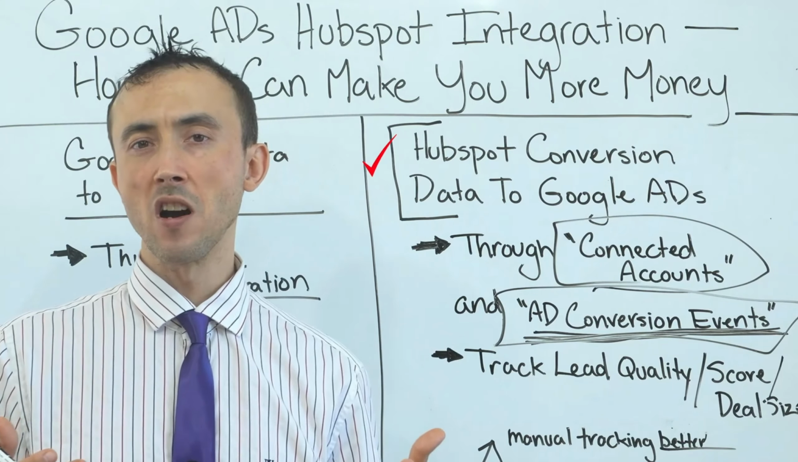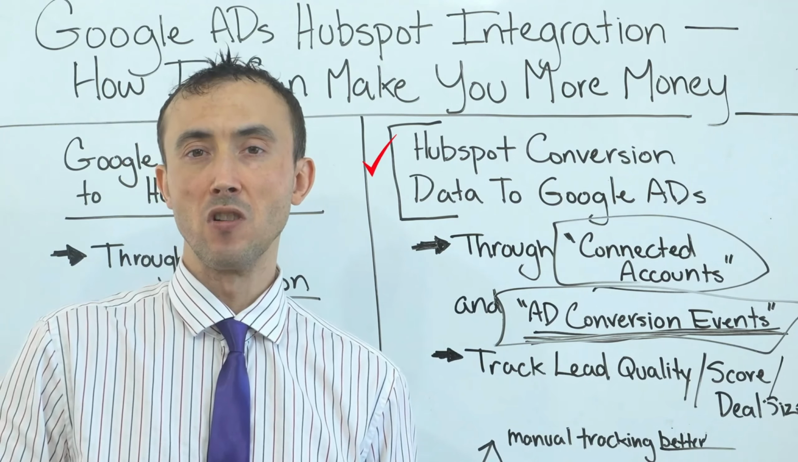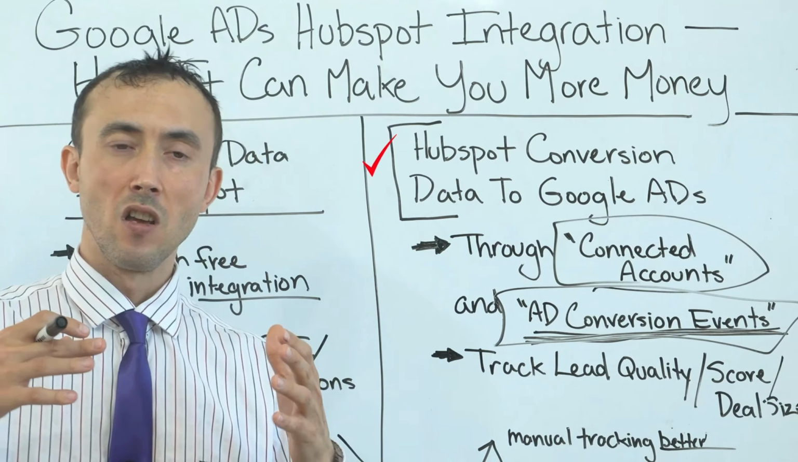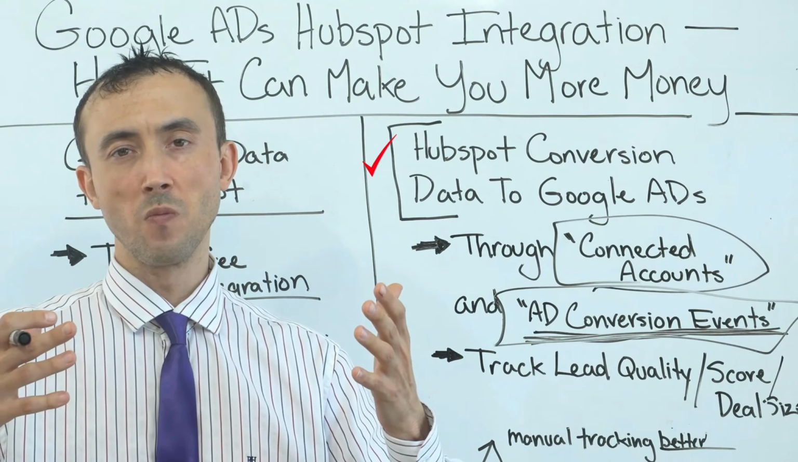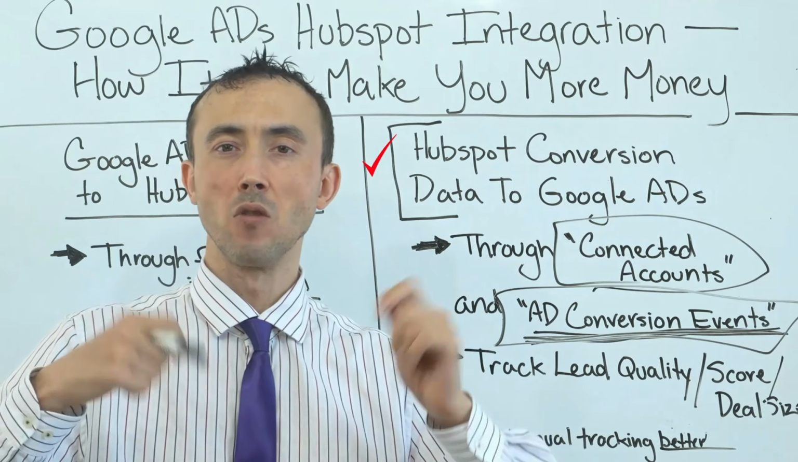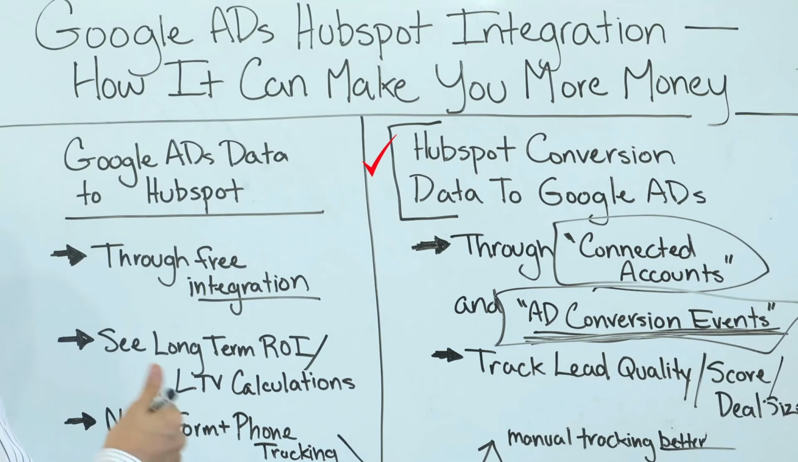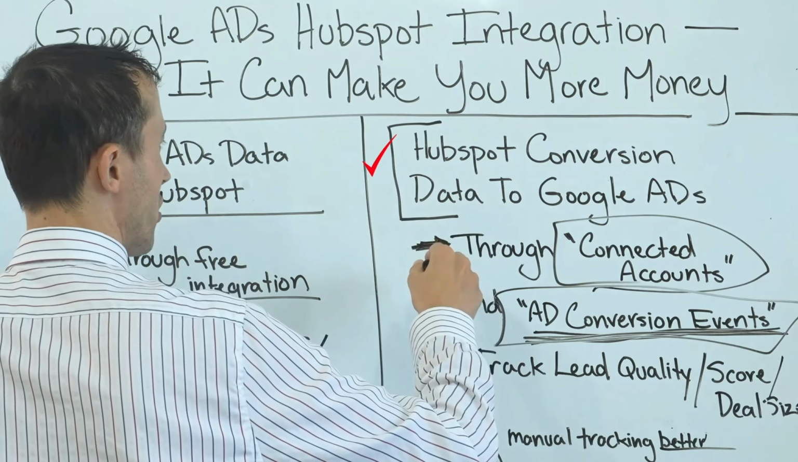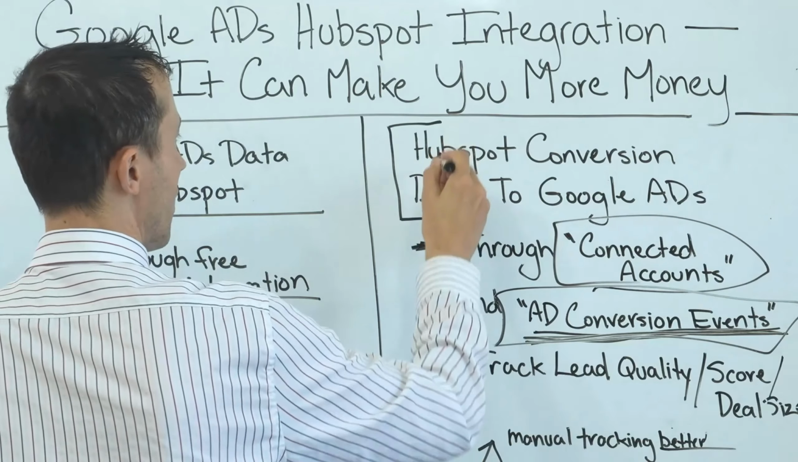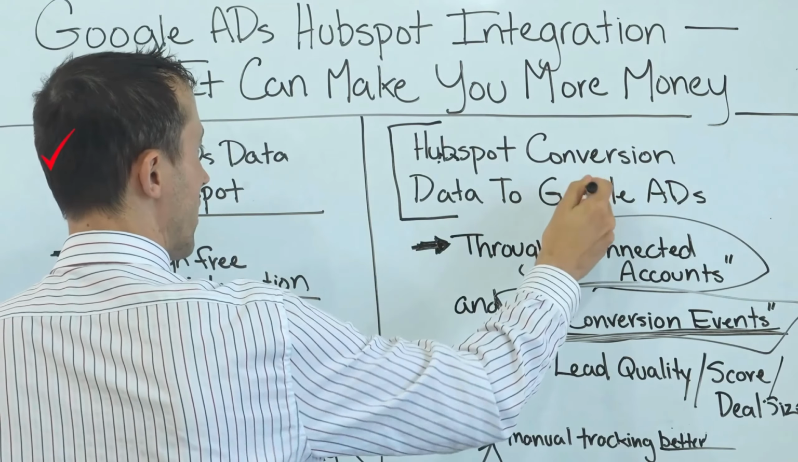Naturally, though, it's more work, but my opinion is it's going to be worth it for you to do it that way, because the direct integration's only going to be half as accurate as doing a manual process. Anyway, so that's the HubSpot conversion data to Google, to get HubSpot data from your HubSpot account to Google Ads to steer your ads with.